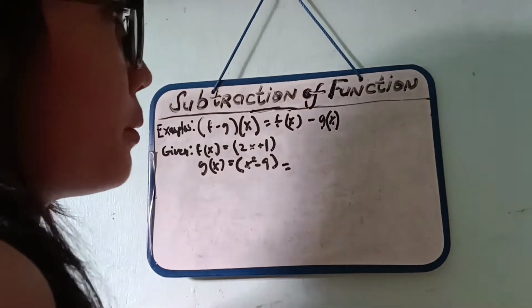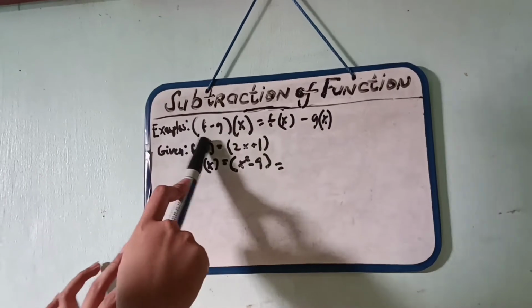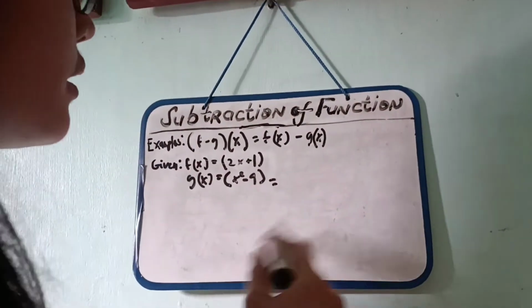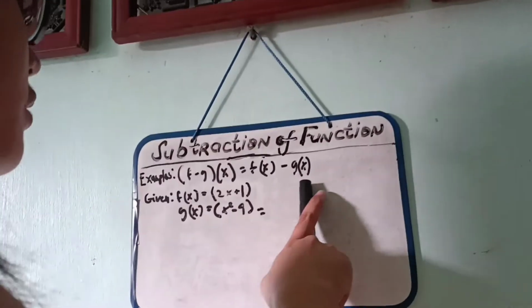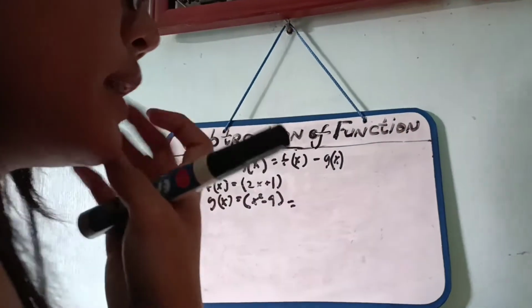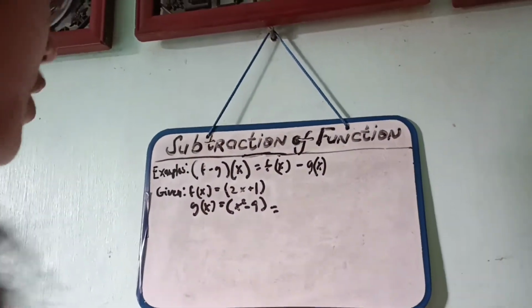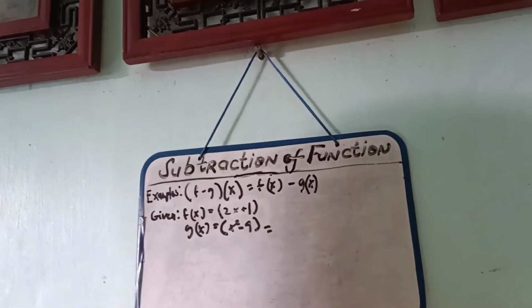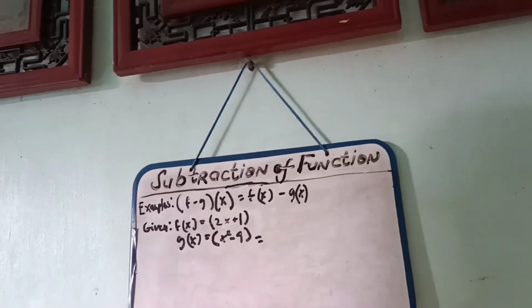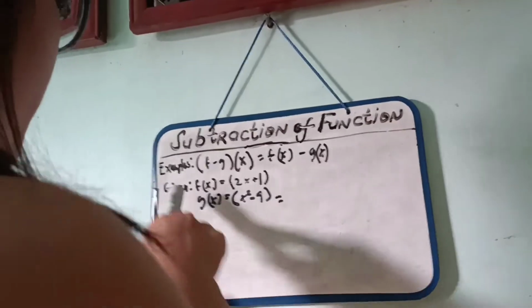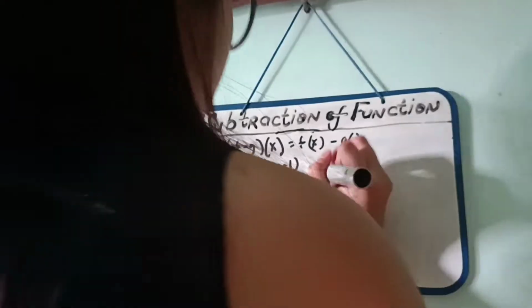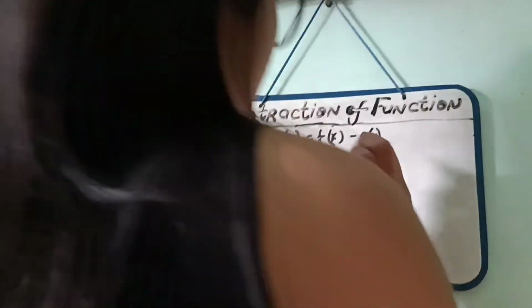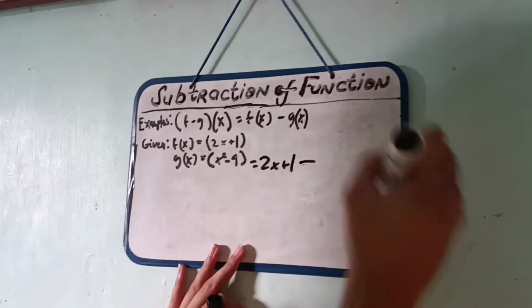Sa subtraction of function naman, halos same lang din kung paano siya gawin, except lang na instead of addition, subtraction na nga siya ngayon. Pero may mga few changes lang na nag-differ, unlike if i-compare natin siya sa addition of function. So, first, same step lang din, substitute natin f of x. F of x is equal to 2x plus 1. So, down 2x plus 1 minus g of x, which is x squared minus 4.